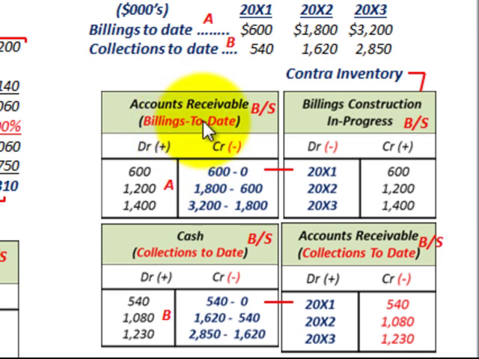Our billings to date, set up as accounts receivable, get recognized in a billings and construction in process account. So any increases in our accounts receivable get increased here in our billings on construction in process as a contra inventory account. And then when we receive the cash, any increases in our cash, of course, reduce our accounts receivable.